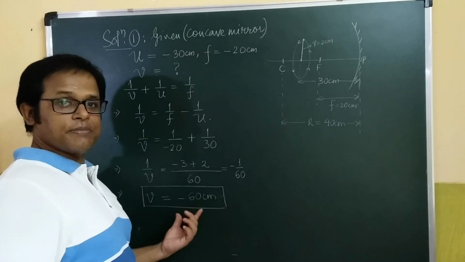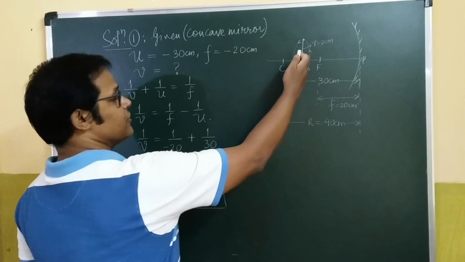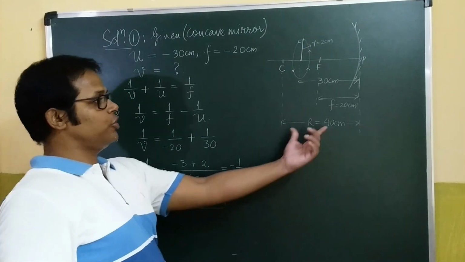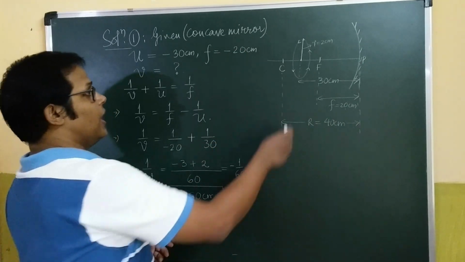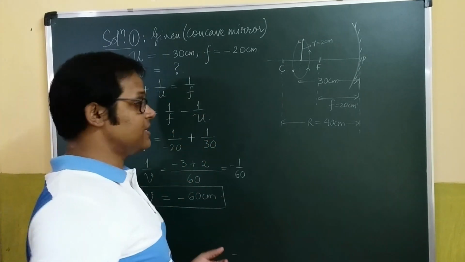Okay, this is minus 60 centimeters, all good. So the image is definitely, as we predicted, going to be formed beyond C, and that is going to be 40 plus 20, somewhere here. Alright. So now I would like to know what would be the radius of that image circle.